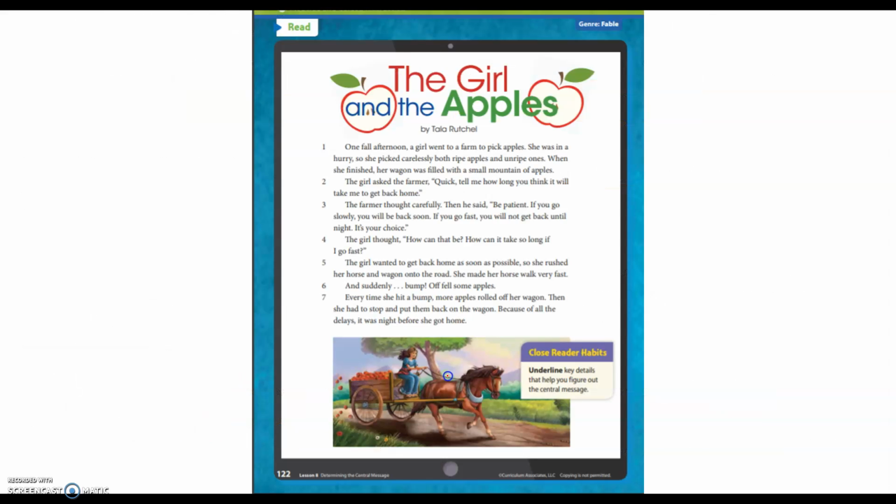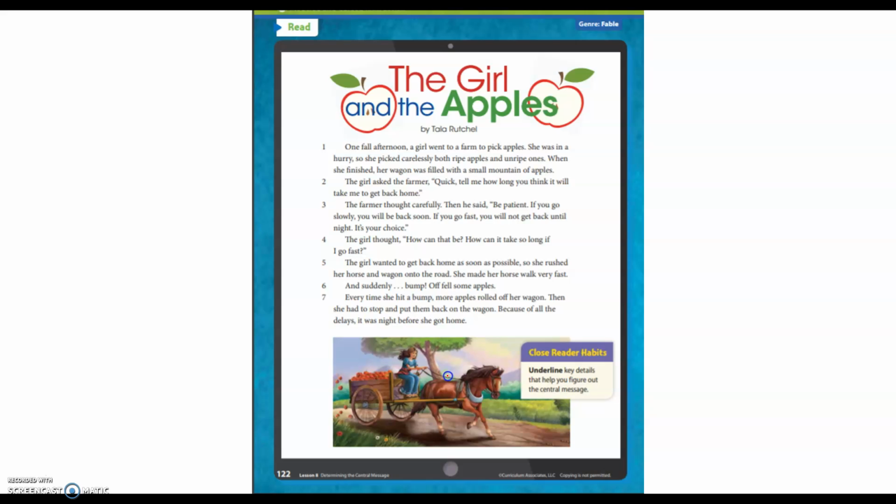This story is called The Girl and the Apples. One fall afternoon, a girl went to a farm to pick apples. She was in a hurry, so she picked carelessly both ripe apples and unripe ones. When she finished, her wagon was filled with a small mountain of apples.